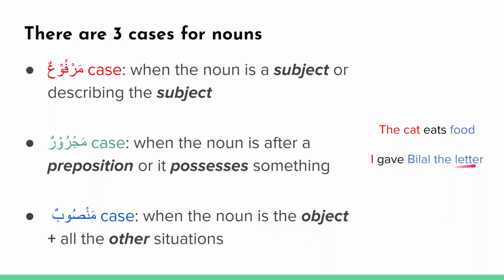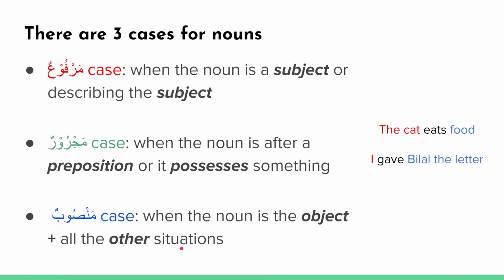Here, I gave Bilal the letter. Bilal and the letter are 2 other nouns. So the letter is the direct object. Bilal is what we call the indirect object in English. But all of these other nouns basically are going to be in the mansub case in Arabic. Okay, so what we have here is when the noun is an object or in a bunch of other situations.